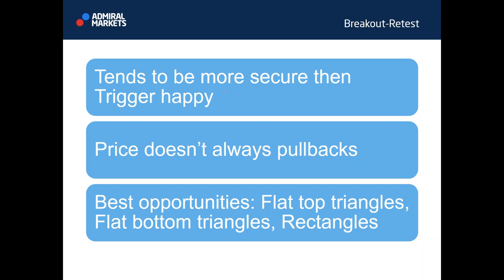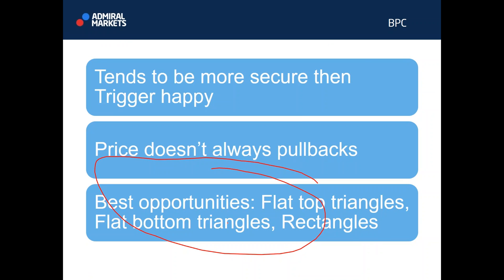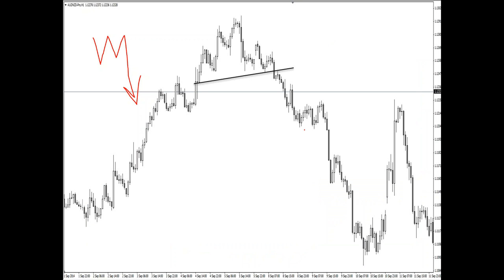Breakout retest tends to be more secure than trigger happy. Price does not always pull back. The best opportunities are flat top triangles, flat bottom triangles, and rectangles. BPC is the same as retest. These are the best opportunities. And for breakout pullback retest continuation, the only difference is that price is congested, so it might make this. But yes, we use flat tops, we use all sorts of patterns.